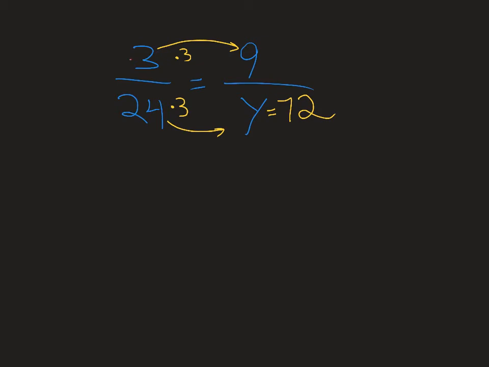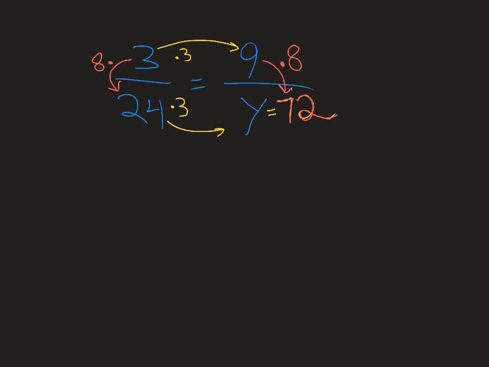Let's do the other method. We can ask ourselves up and down. What multiplies to make 3 on the top, 24 on the bottom? And that's a multiple of 8. So if I come over here, I do a multiple of 8, and 9 times 8 is also 72. Okay? Both of those methods work.